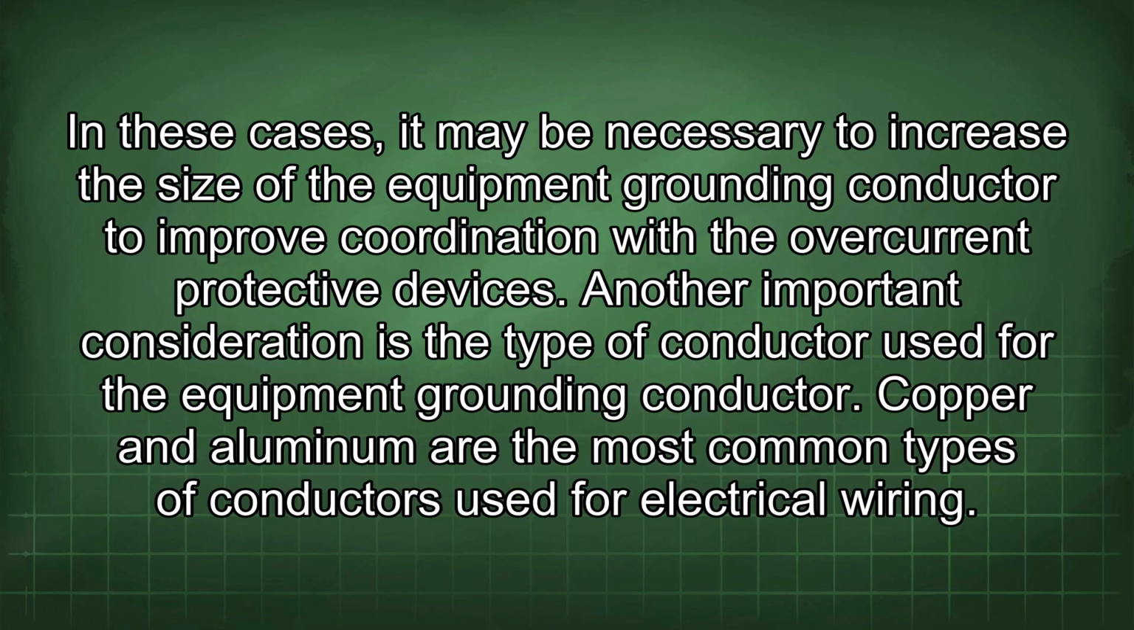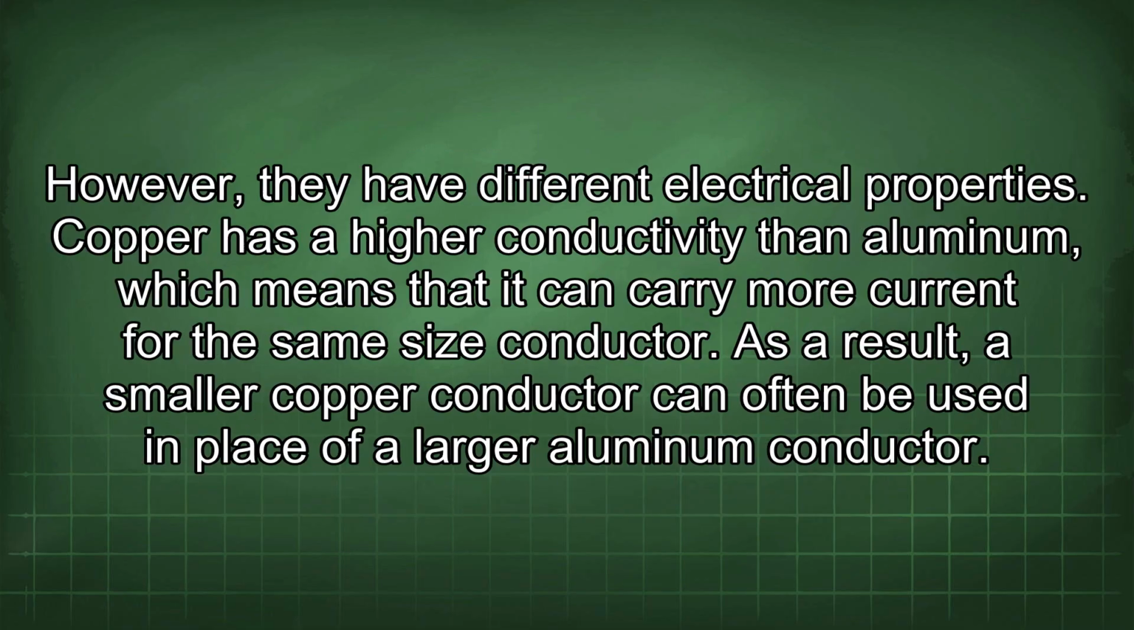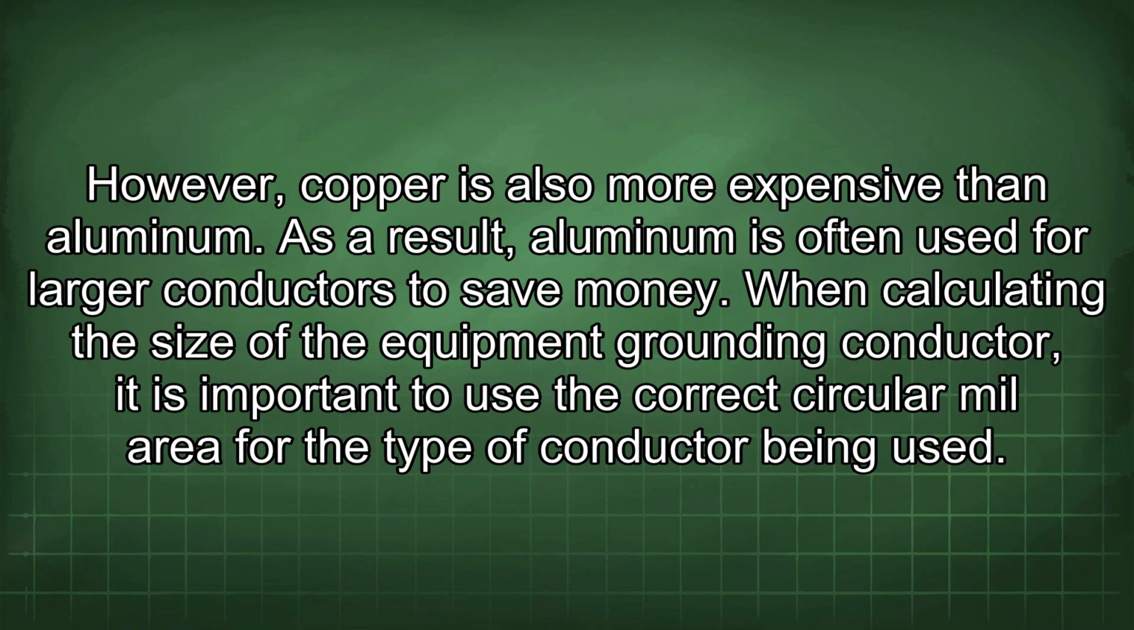Copper and aluminum are the most common types of conductors used for electrical wiring. However, they have different electrical properties. Copper has a higher conductivity than aluminum, which means that it can carry more current for the same size conductor. As a result, a smaller copper conductor can often be used in place of a larger aluminum conductor. However, copper is also more expensive than aluminum. As a result, aluminum is often used for larger conductors to save money.